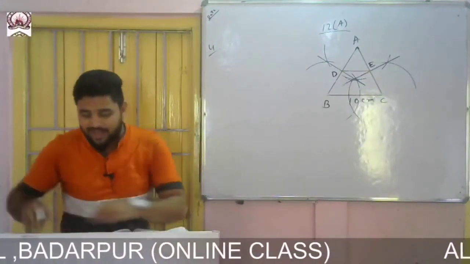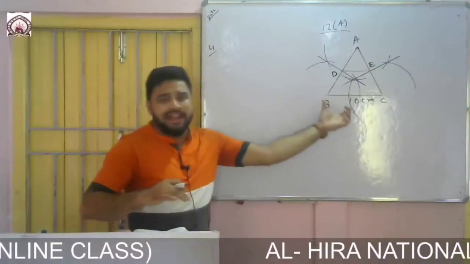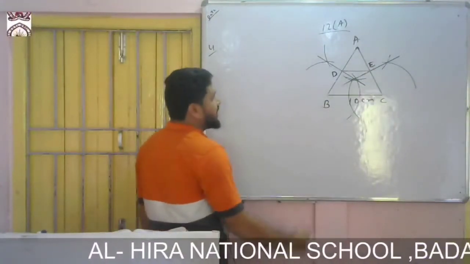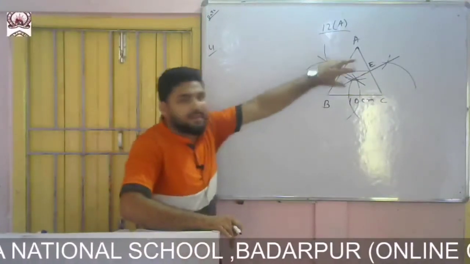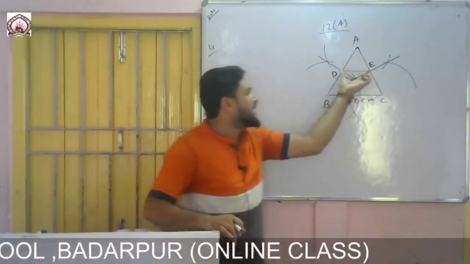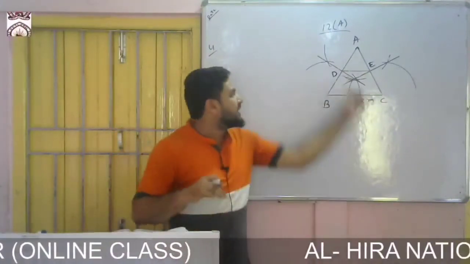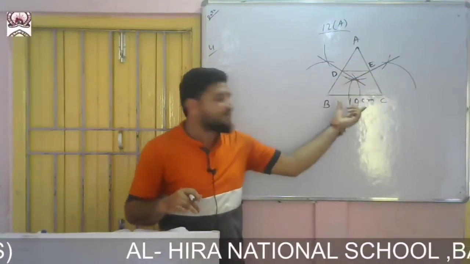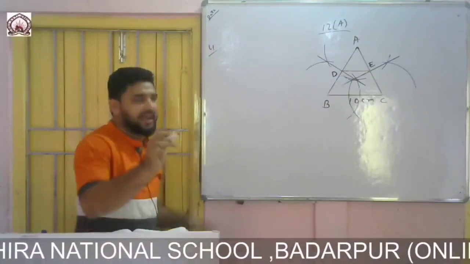So what we have done: first, draw a triangle ABC, taking 10 centimeter each. Then draw the perpendicular bisector of AB and AC. Now after finding them, join D and E. Then this DE will be parallel to BC, and it will be half of BC. So the steps of construction, you can write yourself.